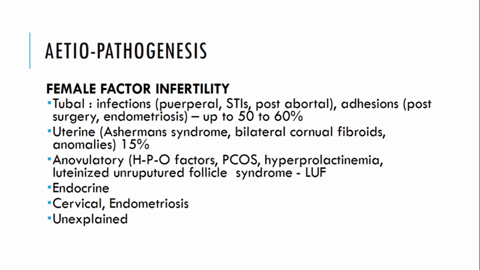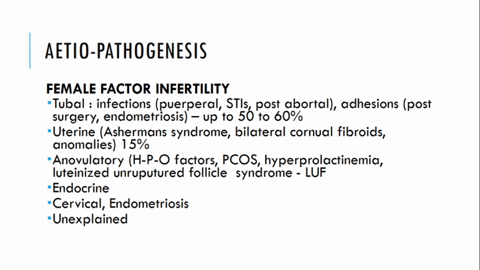Let's look at the etiopathogenesis. It can either be a female factor, male and female factor, or unexplained factor, as we said earlier. For the female factor, it can affect the tubes, the uterus. It can be based on inability to ovulate, endocrine, the affectation of the cervix, endometriosis, unexplained. For the tubal factor, which is the commonest, in fact, up to 50 to 60% of cases are based on tubal factor infertility. And of course, in sub-Saharan Africa, where it's very common, it is based on practices such as puerperal sepsis, sexually transmitted infections, and post-abortal sequelae. So this has heightened these particular incidents.